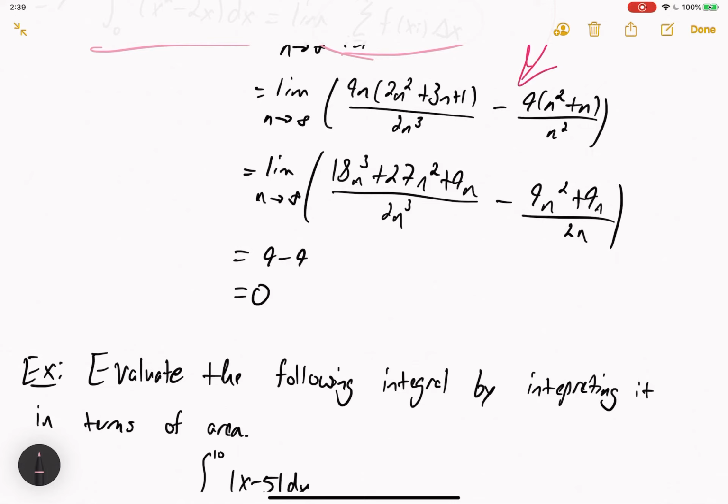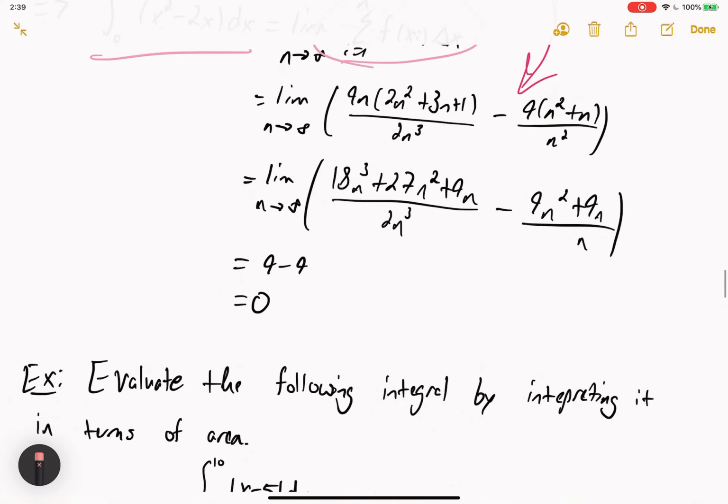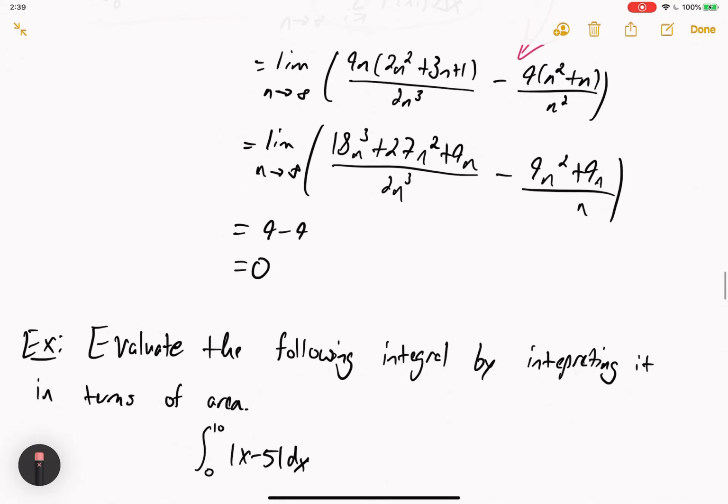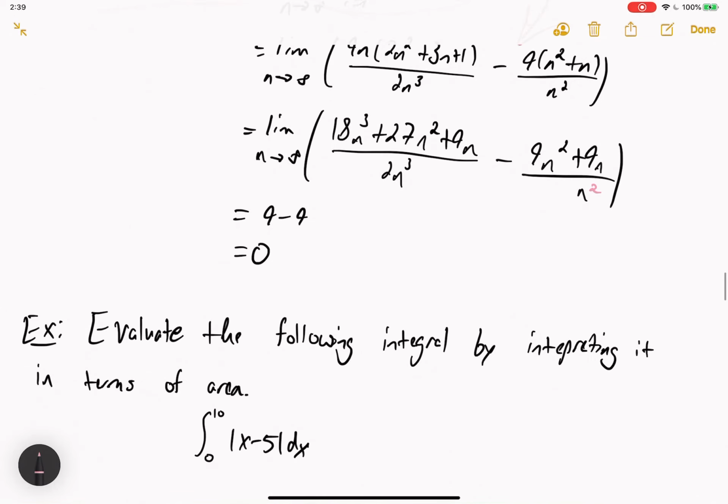The fact is the highest degree here is going to be n cubed. The highest degree here is also n cubed. So the limit as n goes to infinity is just going to be the ratio between them. Likewise right here, I think this should be n squared. I think I made a typo there. It should be just n squared. Yep.